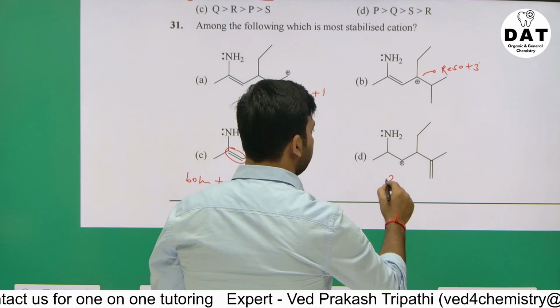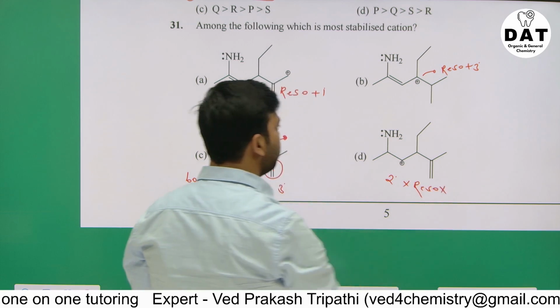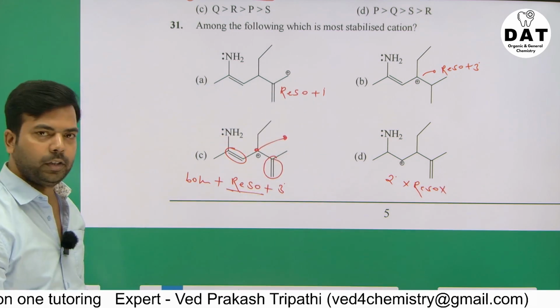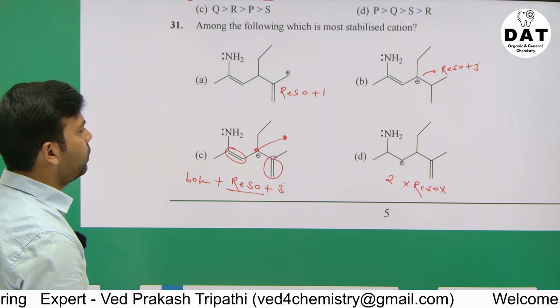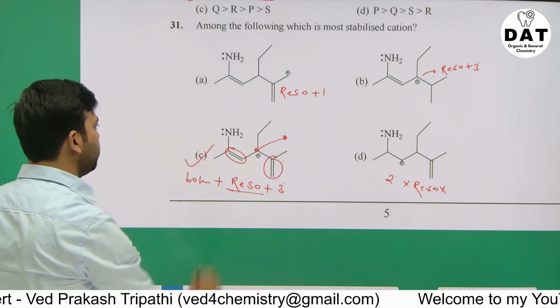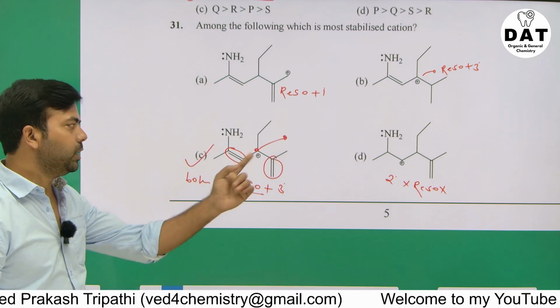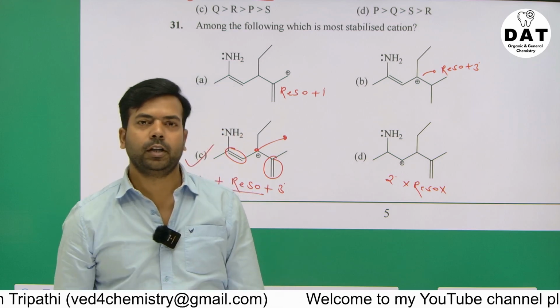And this is my just secondary without resonance. Clear? And now everything is clear. The most stable form will be what? The tertiary with more resonance, and that is option C. Both side resonance and tertiary. Clear? So this is all about chapter 1, bonding and molecular geometry.